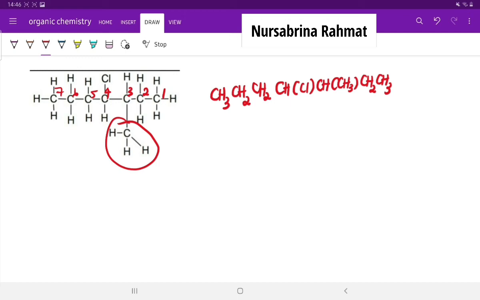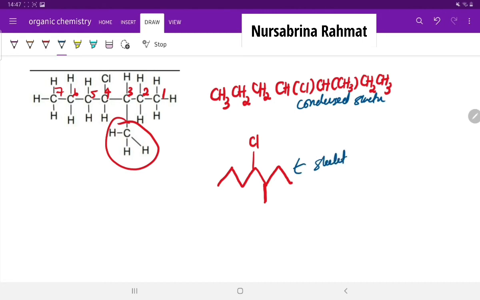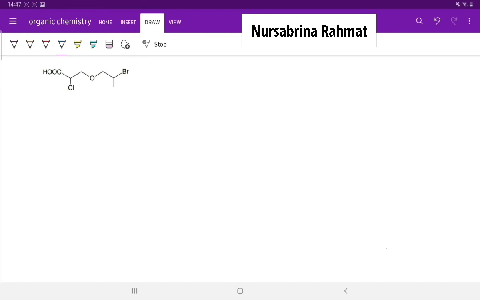For the skeletal structure, 7 carbons. So 1, 2, 3, 4, 5, 6, 7. At the 3rd carbon, we have a methyl group. So 1, 2, 3, so 1 methyl group. And at the 4th carbon, we have chlorine. So these are the condensed structure, and this is your skeletal structure. Let's move on to the last question.